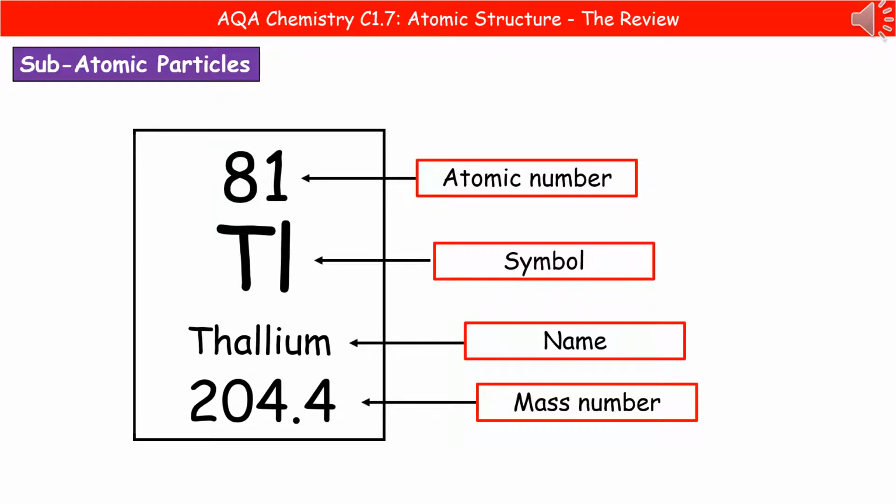As we've seen previously, we've looked at the periodic table and seen that each of those squares gives us 4 bits of information. The symbol and the name in the middle, and then we've got the atomic number, which is the smaller of the 2 numbers in the box, and the mass number is the larger of the 2 numbers in the box.